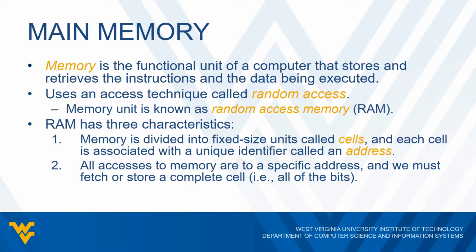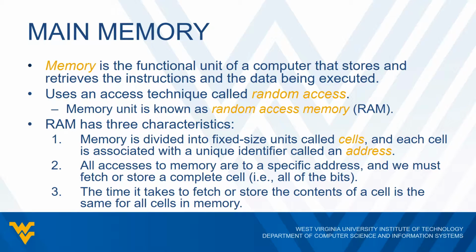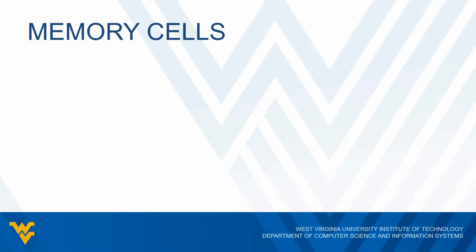The third characteristic is that the time it takes to fetch or store the contents of a cell is the same for all cells in memory. It's not the case where if I'm at this address, it takes so long, and then if I store something in a different address, that it takes longer or shorter. The access time for any cell in our memory is going to be the same amount.